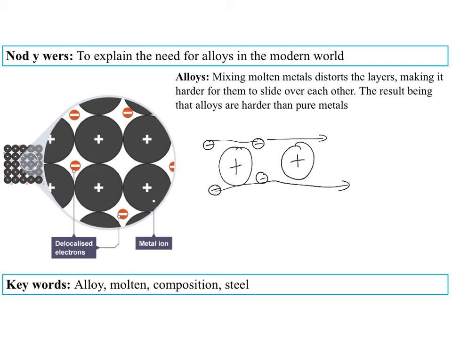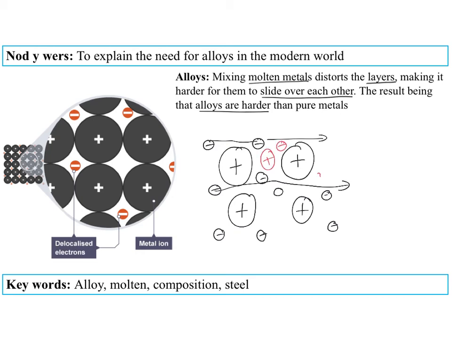Okay, when you mix molten metals together, they distort the layers, making it harder for them to slide over each other. So alloys are often harder than pure metals because you've got a mixture and it distorts the layers. In a normal metal, you've just got layers on top of layers of the metals with your delocalized electrons. What you might find then is that an alloy will kind of slot in there. So it distorts the layers. They aren't even layers anymore, which makes them harder, which then again, they have their use.